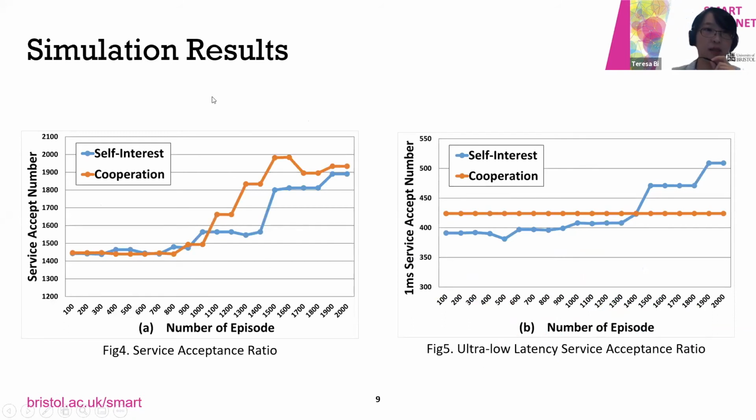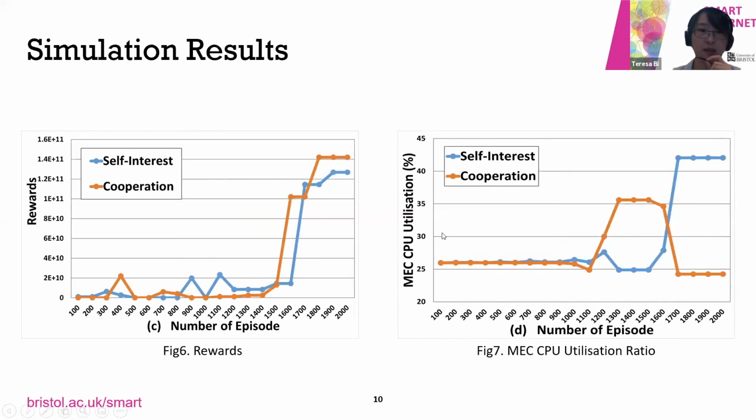Then it's about the simulation results. First, I test the service acceptance ratio of these 2 scenarios. As we can see, the fully cooperative scenario can accept more service requests. But the self-interest scenario improves the service acceptance performance for ultra-low latency services. And then for the rewards, because the fully cooperative scenario can accept more requests, it can achieve more rewards.